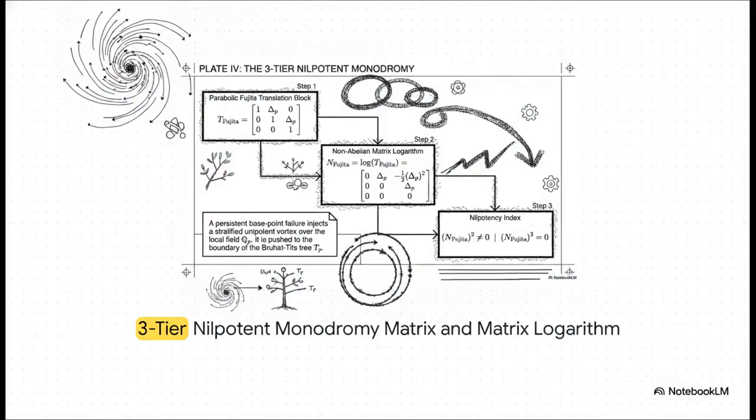Now let's look at the exact matrix math behind that defect. We start off with the parabolic Fujita translation block, T_Fujita. By taking the non-abelian matrix logarithm of this block, we isolate the nilpotent monodromy matrix N_Fujita right in the center. Notice the nilpotency index. N_Fujita squared is not 0, but N_Fujita cubed is exactly 0. This establishes a precise three-tier highest-weight filtration chain, which acts as our mathematical signature of the base point defect.